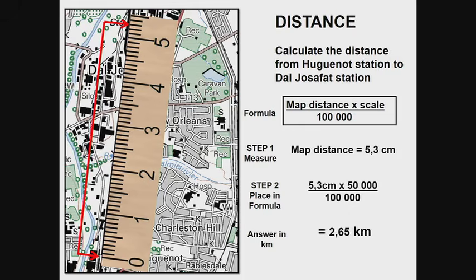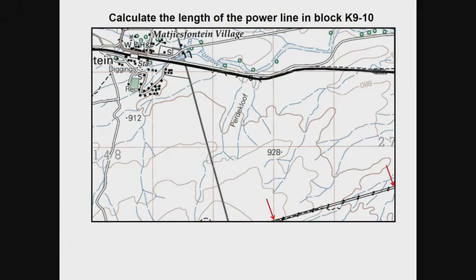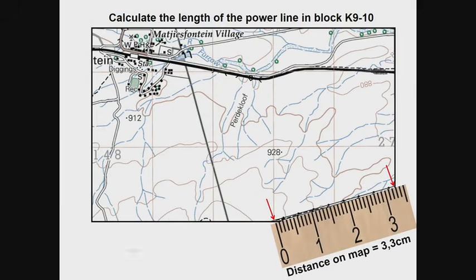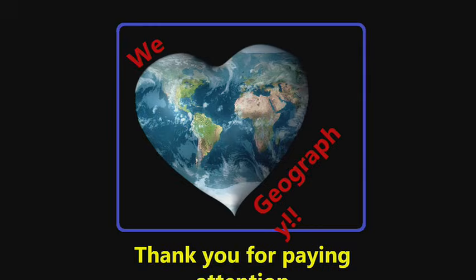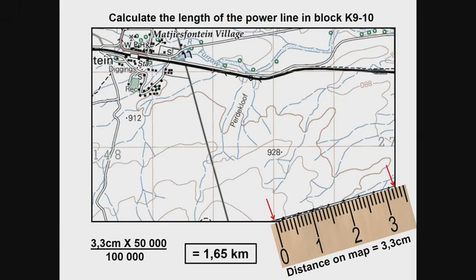What some learners do, they say 50,000 divided by 100,000 is a half, is 0.5. So they multiply immediately by 0.5, which is fine. But as long as you multiply by 0.5, do not divide by 2. You get the same answer, but if you divide by 2, it's going to be marked wrong in your final exam because you are not multiplying by the scale. Very quickly, there's a power line, straight line. Measure 3.3 centimeters, multiply by 50,000 times 100,000, and we get 1.65 kilometers.